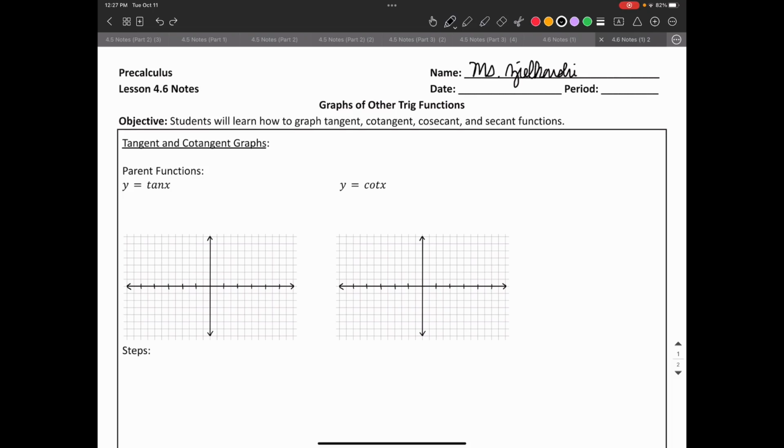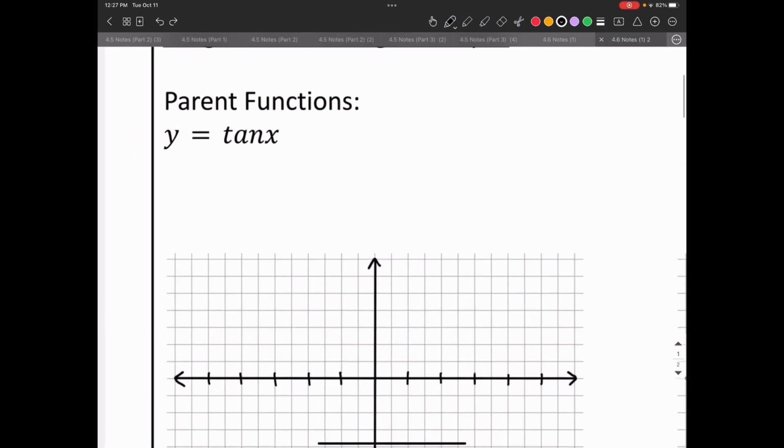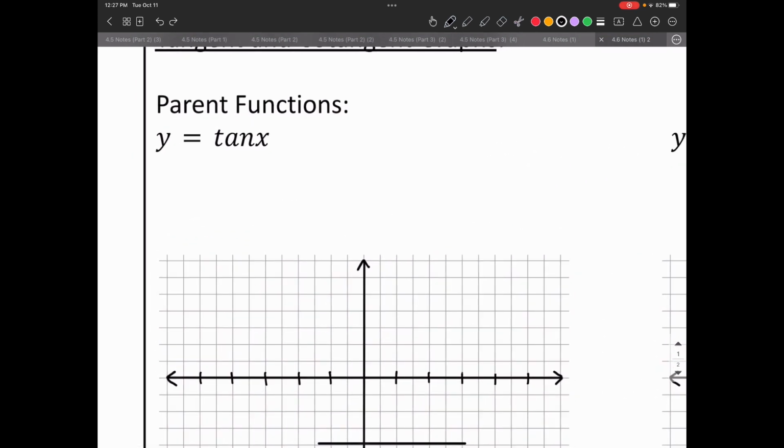In this video, I'm going to talk about tangent and cotangent graphs. I'm going to start by talking about the parent function, so y equals tangent of x and y equals cotangent of x. And in order to explain what these graphs are going to look like, I'm going to talk about them in terms of sine and cosine. So y equals tangent of x, I can also write this as y equals sine of x over cosine of x if I wanted to write tangent in terms of sine and cosine, which we've been talking a lot about.